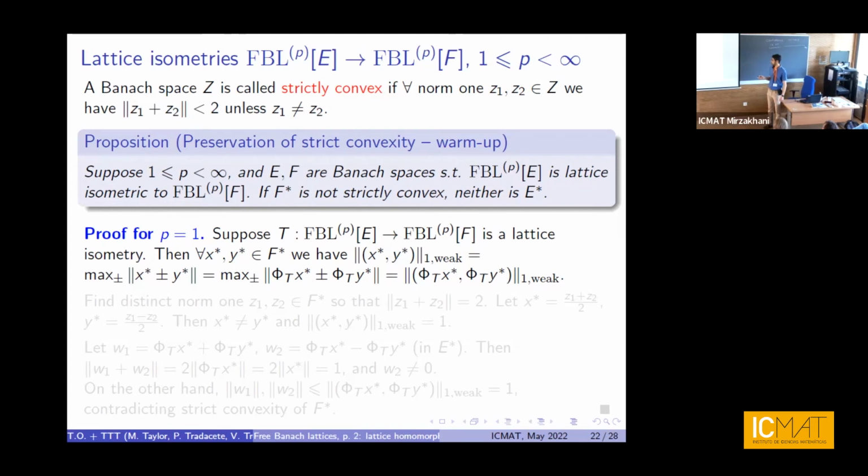So here I'm just making an observation that if we have two elements, X star and Y star, in F star, then what can we say about the 1-weak norm of this pair? This 1-weak norm is just the maximum of the norm of X star plus Y star and X star minus Y star.